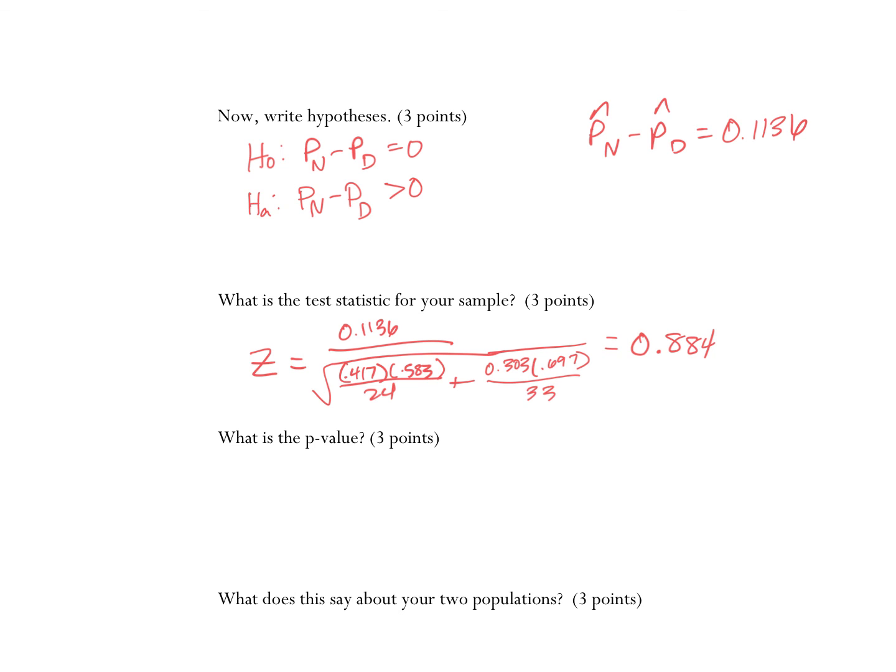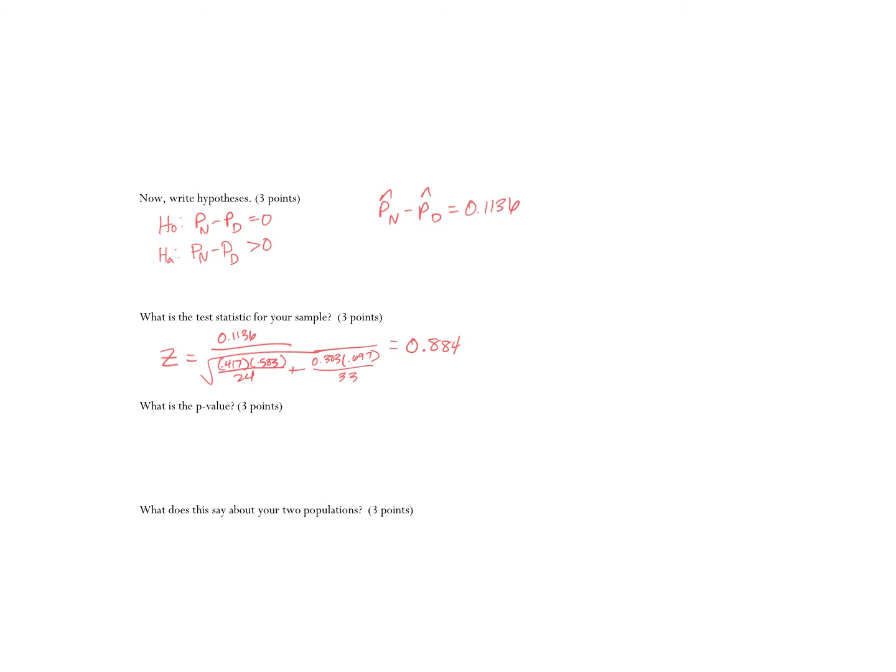How would this change if this was an X bar example? Well, the top would be your X bar A minus X bar B, just like we use p hat N minus p hat D. And our standard deviation formula is going to be S A squared over N A plus S B squared over N B.